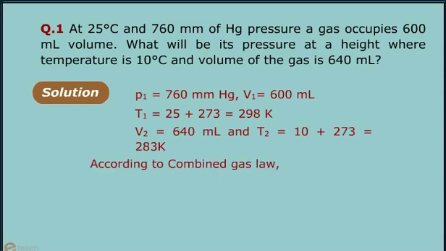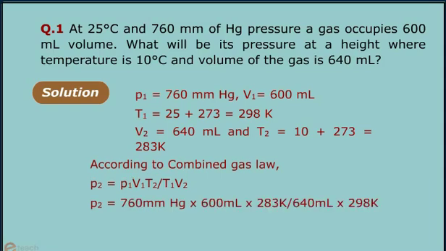According to the combined gas law, P2 equals P1 V1 T2 divided by T1 V2. P2 equals 760 mm Hg into 600 ml into 283 Kelvin divided by 640 ml into 298 Kelvin, which gives 676.6 mm Hg.